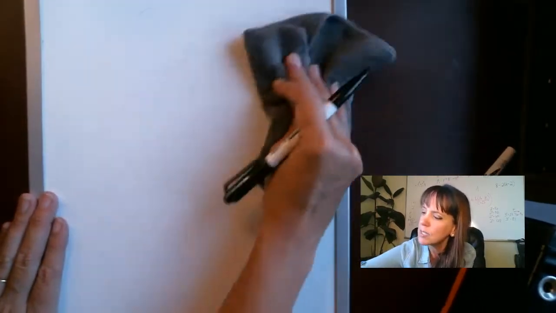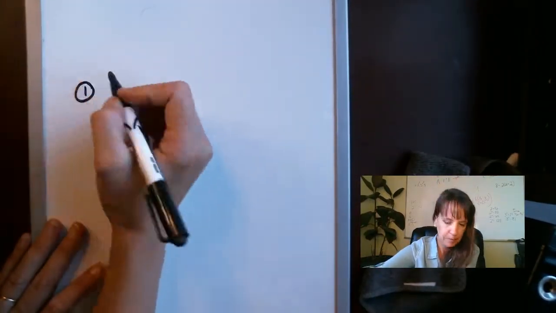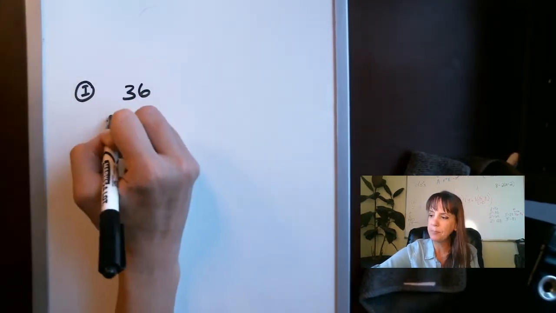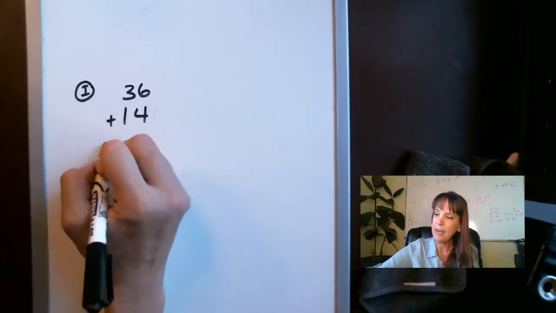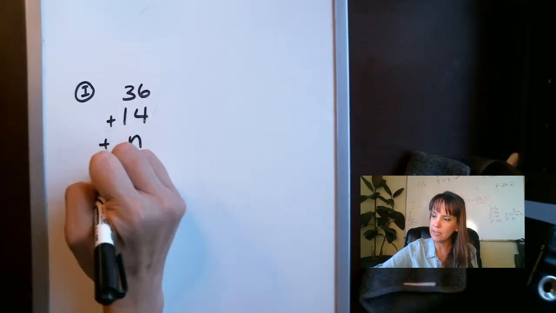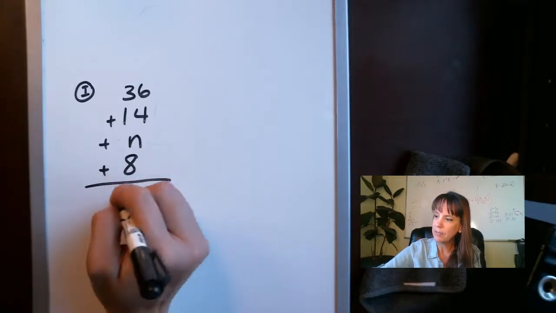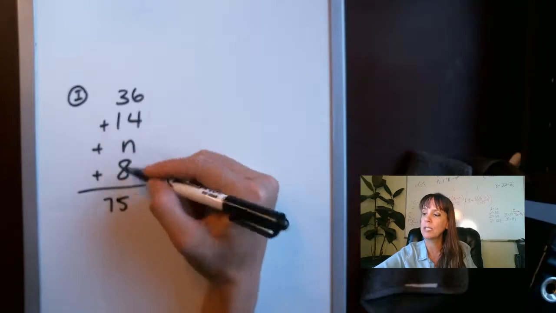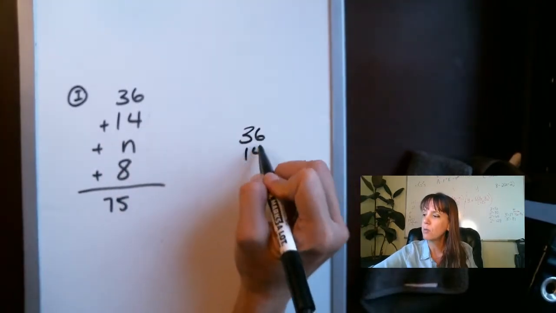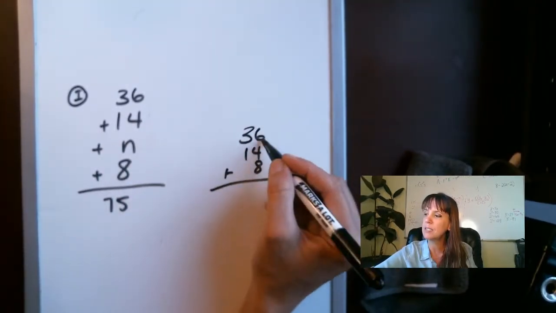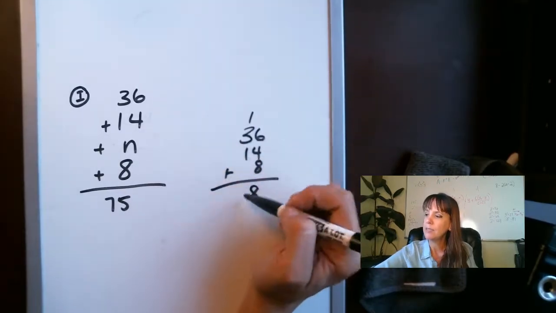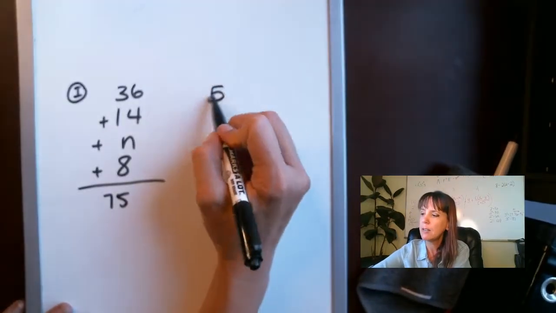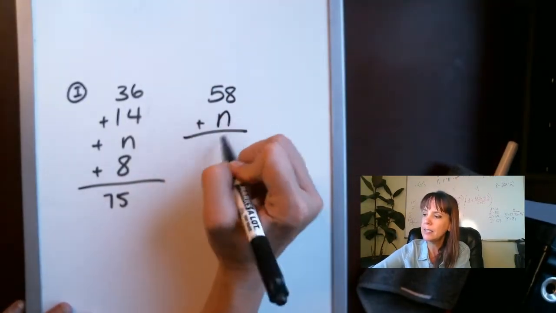This is one of those long ones again. We have 36 plus 14 plus N plus 8 equals 75. Let's do some side work over here. We're going to combine all those numbers, 36, 14, and 8. Let's add all those up together. This is 10 plus 8 is 18. That's 5. We have 58. All right, so let's rewrite all this. We have 58 plus N is 75.